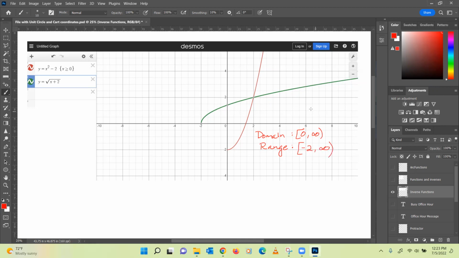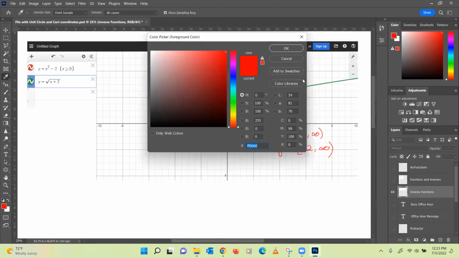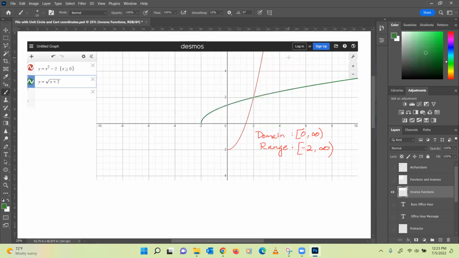And I specifically moved it away from the origin so that we could see something kind of cool that goes along with this. Let's see if I can get that color just the way I want it. And now we'll look at the domain and range of our inverse function. The domain of the inverse function now starts at -2 and goes to infinity. And the range goes from 0 to infinity.